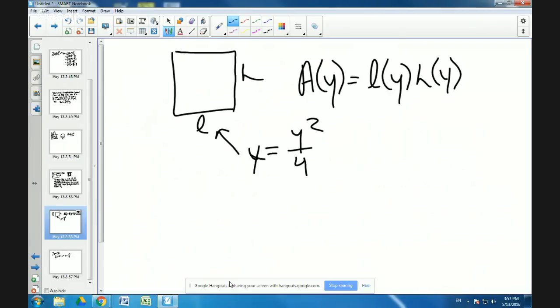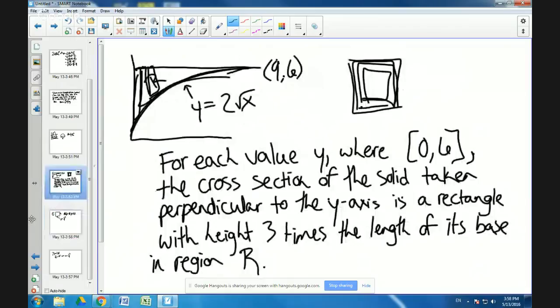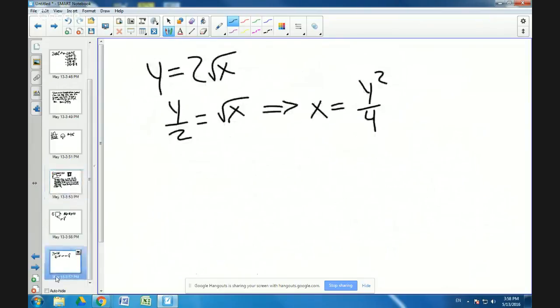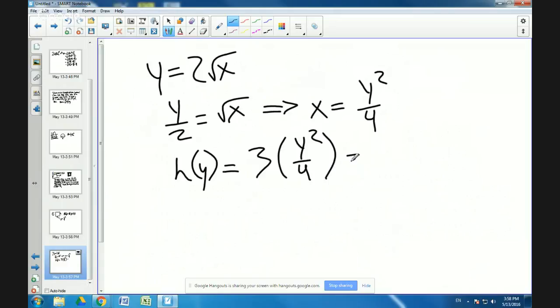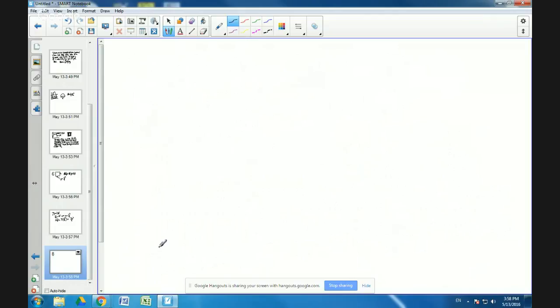Well, it said in the problem that the height is 3 times the length of its base. So that's pretty easy because we already found what the length was. So you know that your height is going to be 3 times your length, which is y squared over 4, equals 3y squared over 4. Beautiful. Okay. So now let's set up our integral.